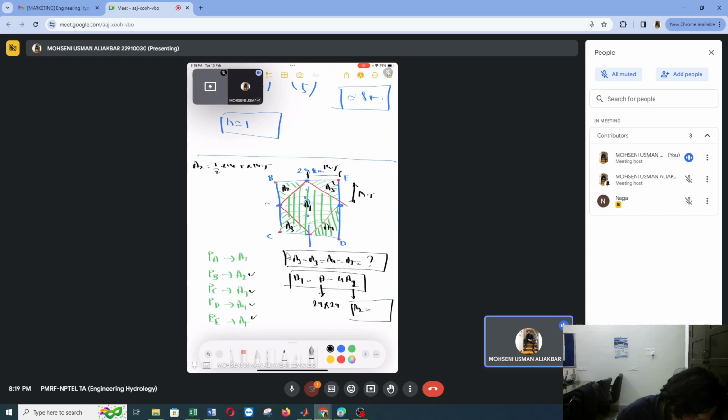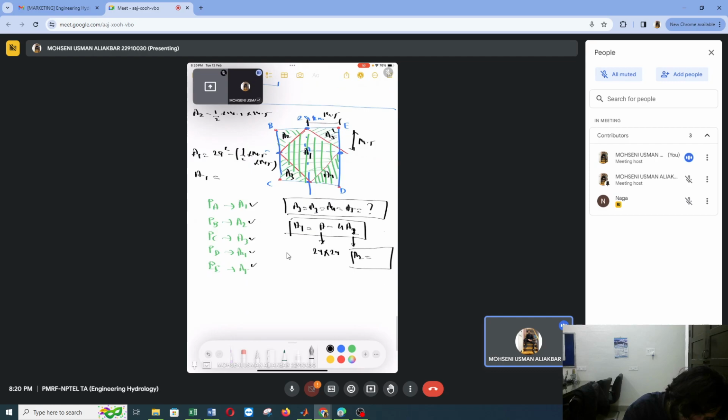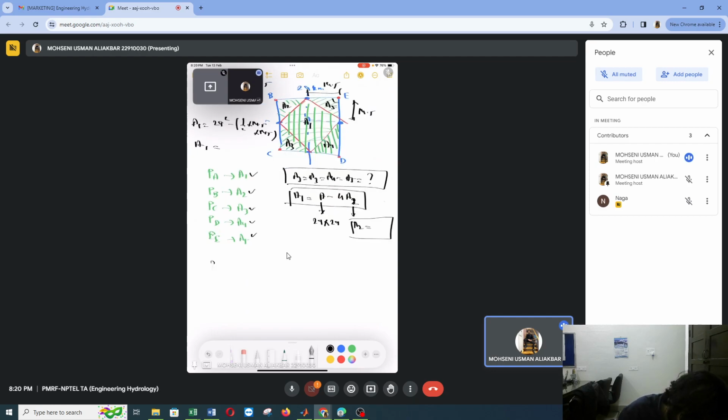Now we are supposed to calculate A1. So A1 would be 29 squared minus half into 14.5 into 14.5. So it will give us A1. So now you know A1 as well. So you know the entire area now and you know the precipitation values. Yes, we want to use the Thiessen polygon method, which will give us the average.